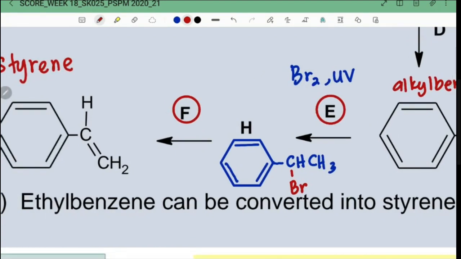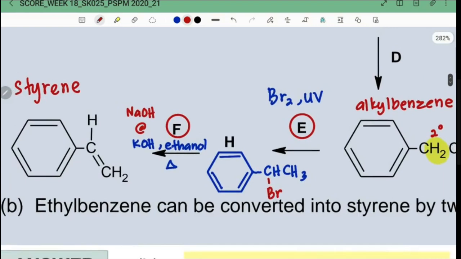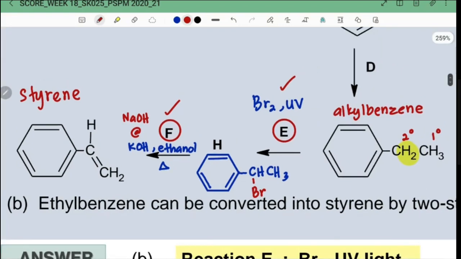Then it becomes a double bond here. Of course the only reagent is KOH, ethanol and heat. Instead of KOH, we can also use NaOH, a strong base. The condition is strong base, ethanol and heat. So we have to mark here. Okay, E and F. You have any question?